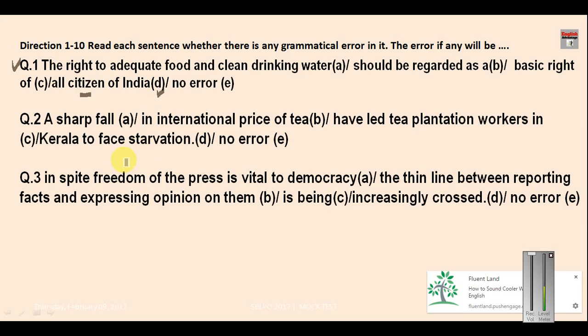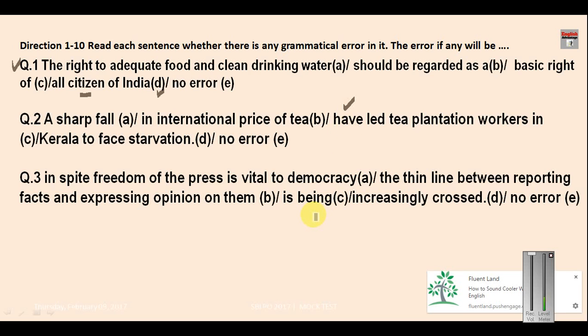Now question number 2. A sharp fall in international price of tea have led tea plantation workers in Kerala to face starvation. Now in this sentence, if you look at it closely, you will find that the real subject of the sentence is a sharp fall, that is singular. So that is why here in place of have you must write has, and that is how you can correct your sentence. Here your answer will be C.